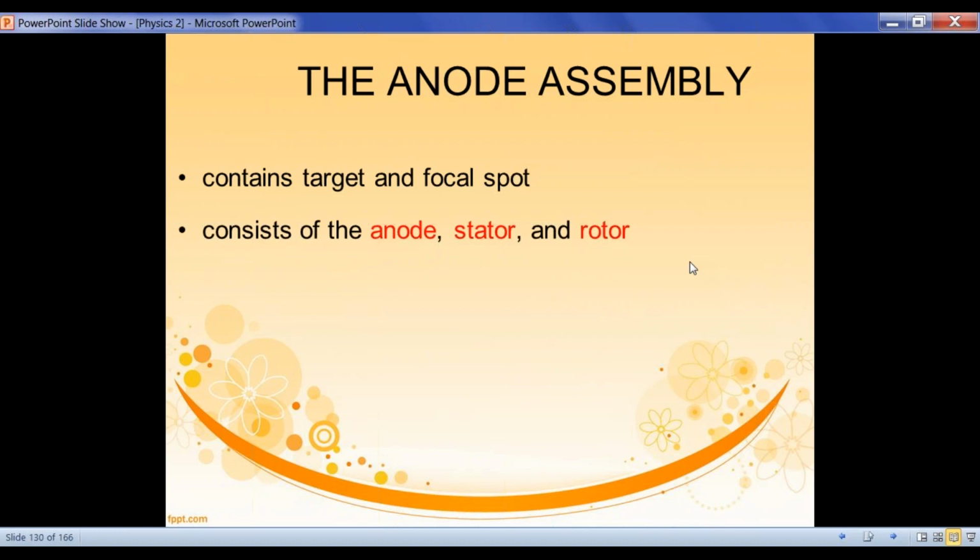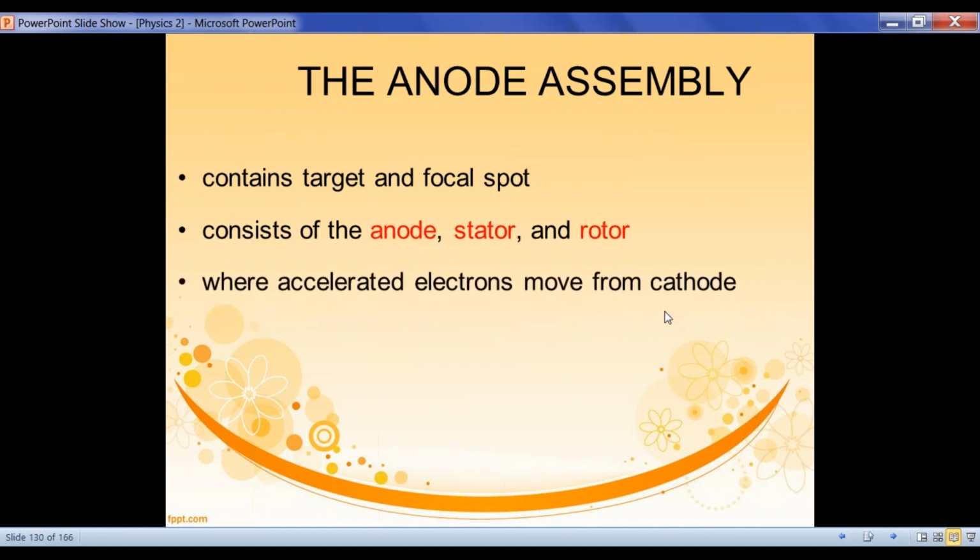So, yung buong assembly, we have the anode, the stator, and the rotor. So, yung stator po, yun po yung motor na nasa labas ng ating glass envelope. Yung rotor po is yung ating motor na nasa loob ng glass envelope. So, stator stands for stationary motor. Rotor stands for rotating motor. So, this is where accelerated electrons move from the cathode. So, yung electrons po na galing sa cathode ay napupunta po sa ating anode.